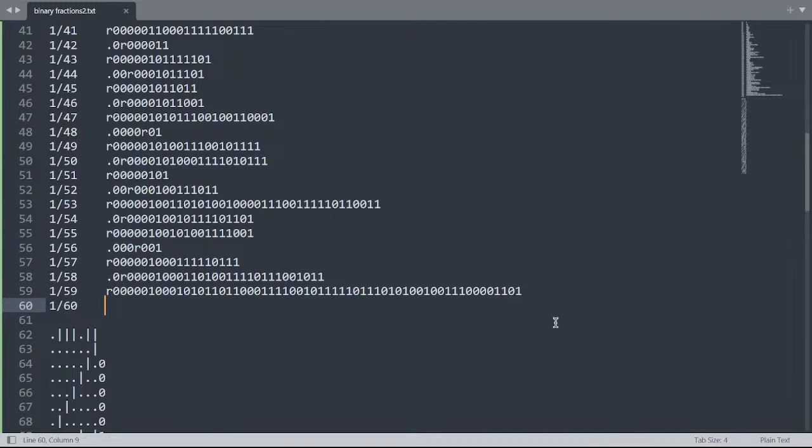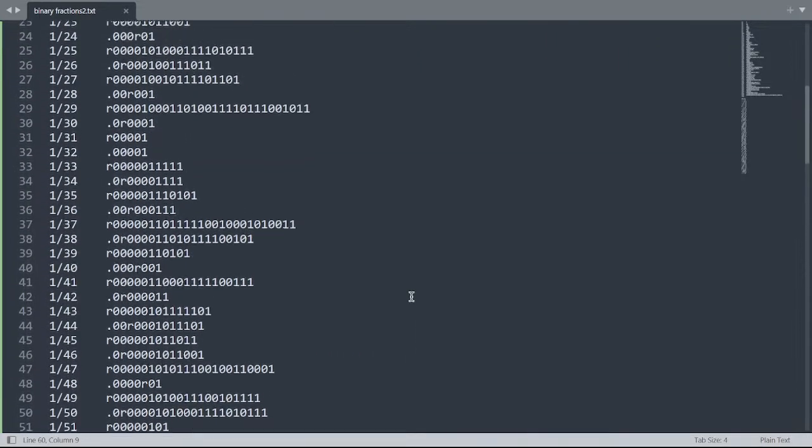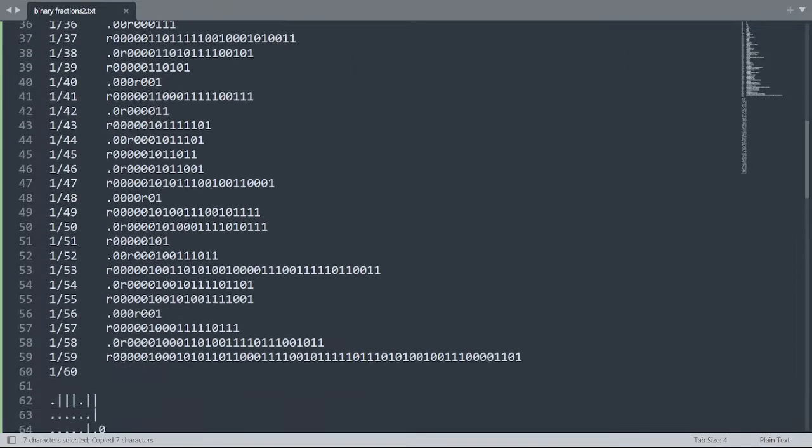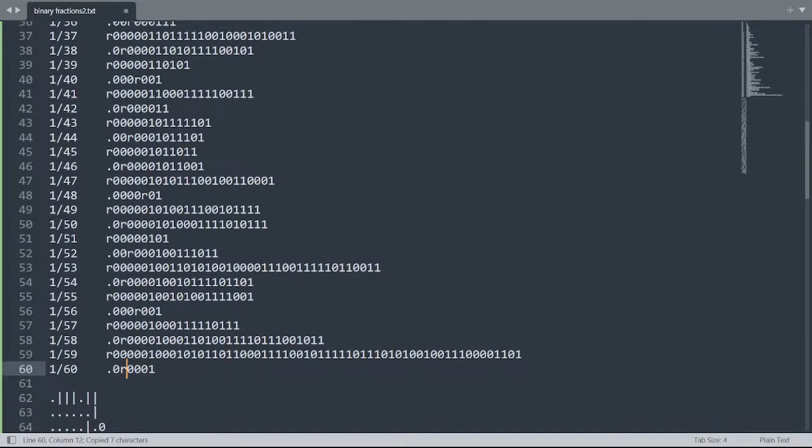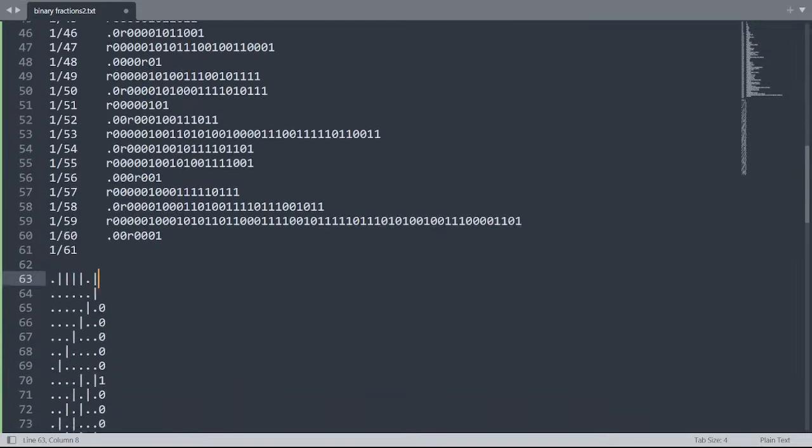So number 60 now. 60 is twice 30. So we do that. 1 over 61. Oh, that's going to be another one, isn't it? Oh. We're going to have to do one more magic sequence before 64.